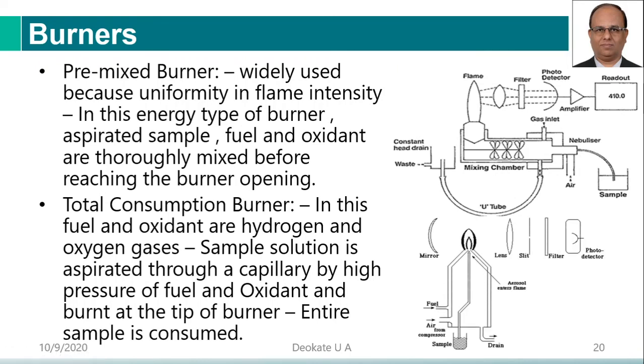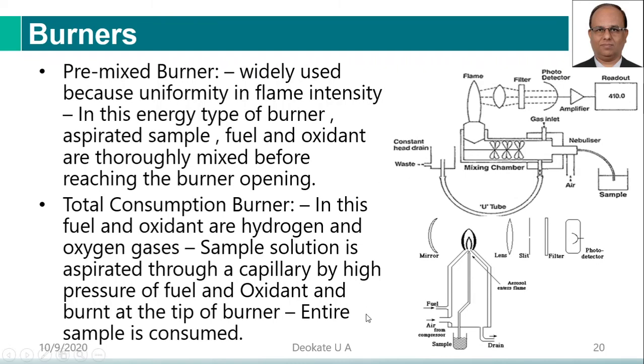Another one is your total consumption burner. The name itself gives the principle. See here, total consumption burner. There are two tubes. One tube is taking the fuel inside, and the inner tube is taking the air or your supporting gas inside. The inner part of this burner system is provided with a capillary. When these two gases come out through this part, they create a vacuum here. This vacuum sucks the liquid which is present in the beaker. The liquid is sucked up by the capillary and comes out through this nozzle, and directly it is inserted into the flame. Therefore, it is known as a total consumption burner.